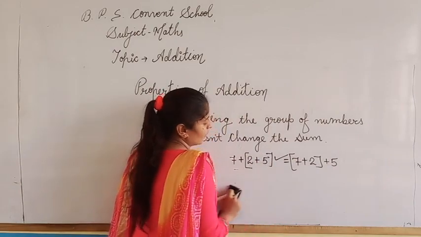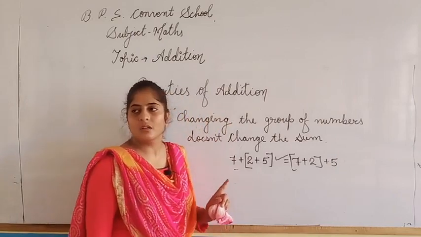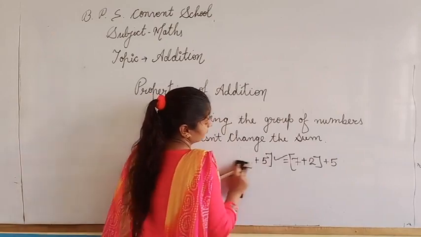It's the second property. Changing the group of numbers doesn't change the sum. Next example.